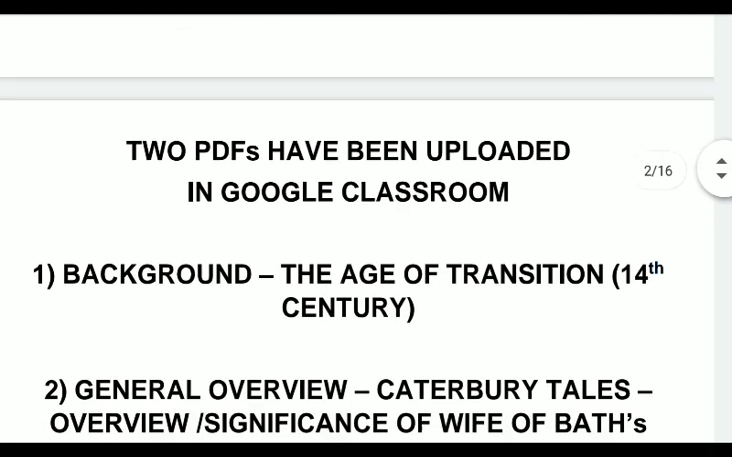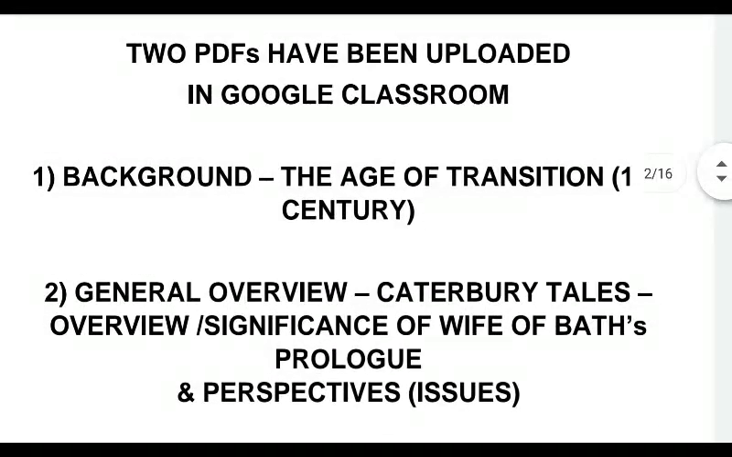So first things first, as you might have noticed that I have already uploaded 2 PDFs in Google Classroom where you all are supposedly there. The first one is about the background of the age of transition, that is the 14th century or the age of Chaucer, the social and intellectual background. This I had already completed in class, but I have uploaded the PDF. There are the details that I have told in class.